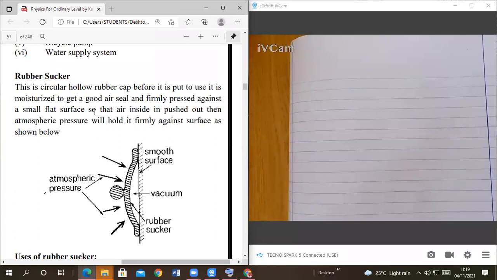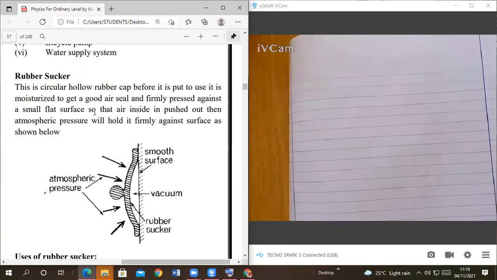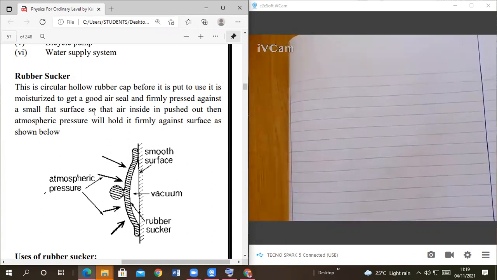Surfaces which are very flat, for example glass, can be very flat, so you can stick these window glasses. They're flat, so you can stick the rubber sucker onto it. So it is pressed firmly against a small flat surface so that the air inside is pushed out, and then the atmospheric pressure will hold it firmly against the surface.